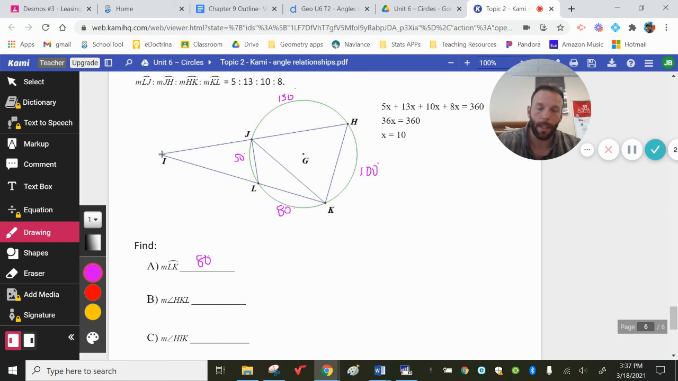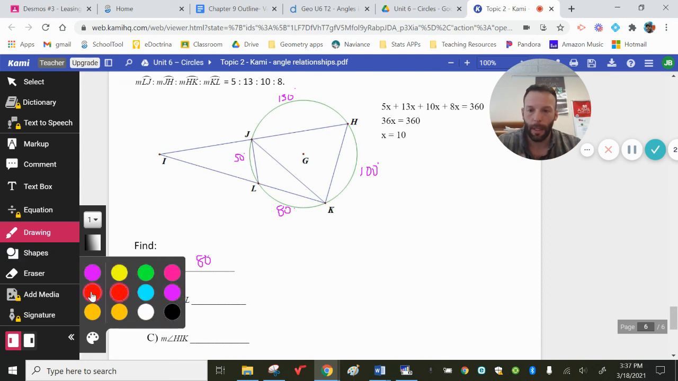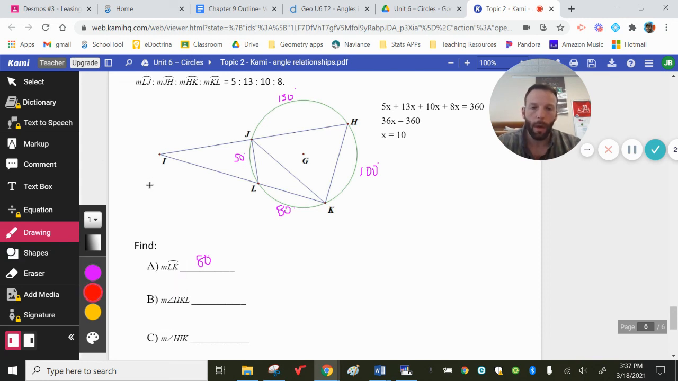Now, the last thing I'm looking for is for part C here, what's the measure of angle HIK? That's this point over here out of the circle. So for me to find what angle HIK is, I'm going to have to put this as part of a triangle and then see if I can find the other angles in that triangle. So let me start working my way through this puzzle, figuring out what things have to be.